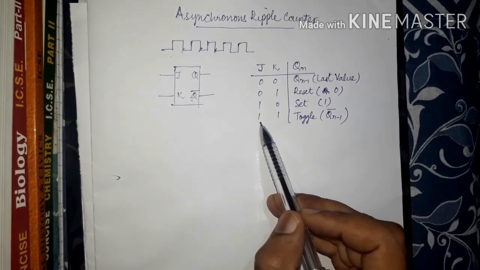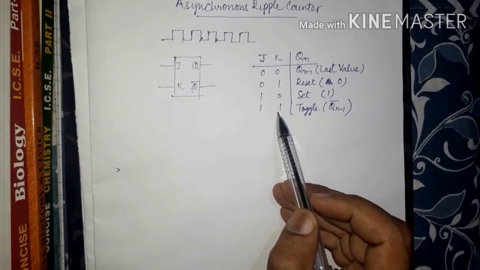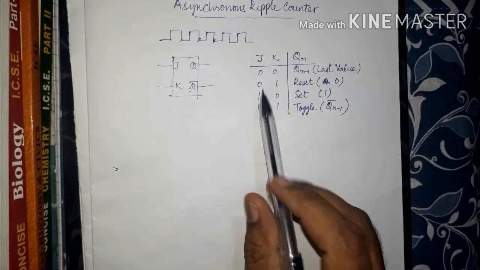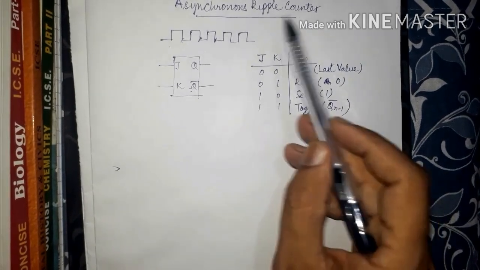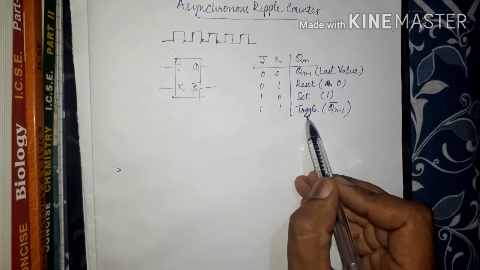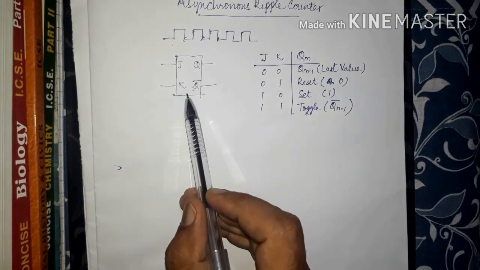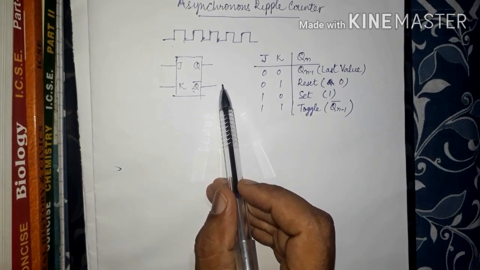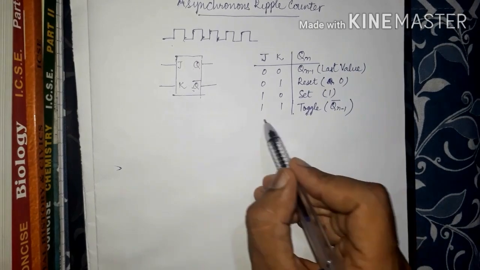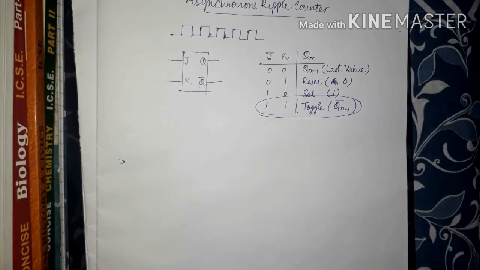And the last combination 1 1, which is actually not allowed in RS flip-flops, but is perfectly valid in JK flip-flops. This is most important in the study of ripple counters. This 1 1 combination provides the toggle state. That means whatever the value of the flip-flop is, it will toggle. If it earlier contained 0, it will now store 1, and if it earlier contained 1, it will store 0. So this is the most important combination of inputs for our purpose.